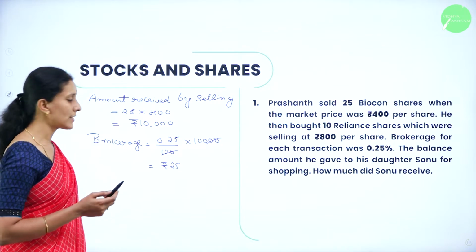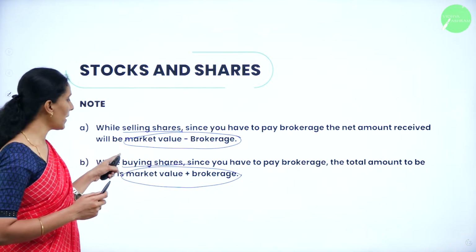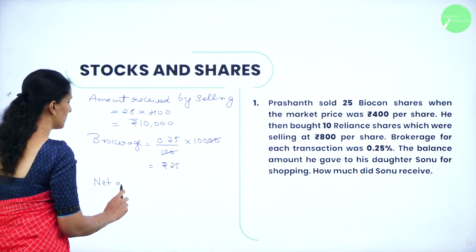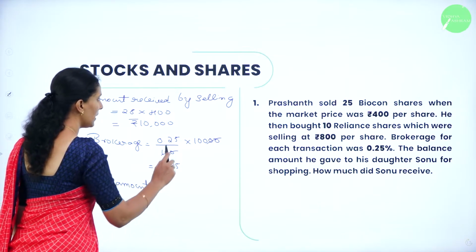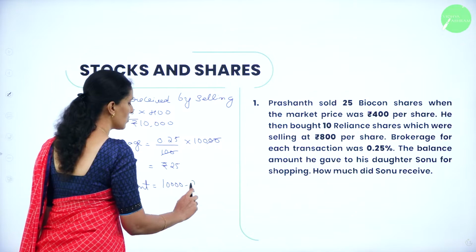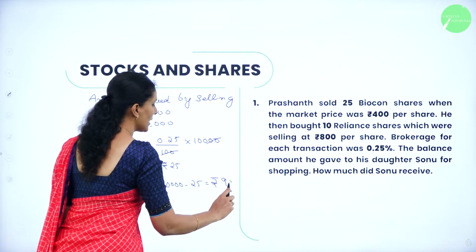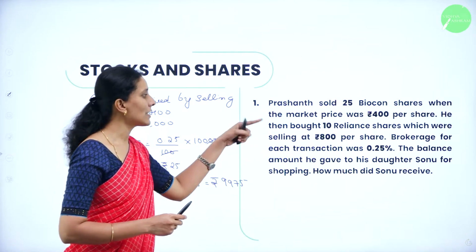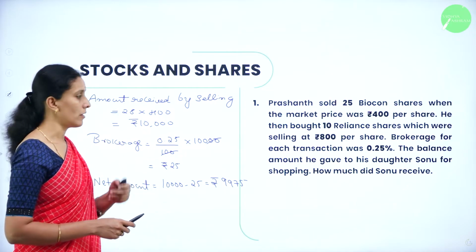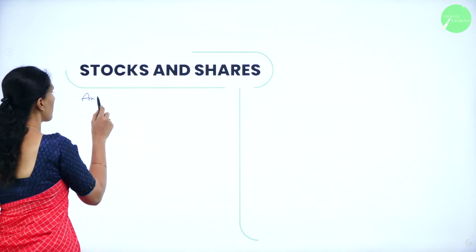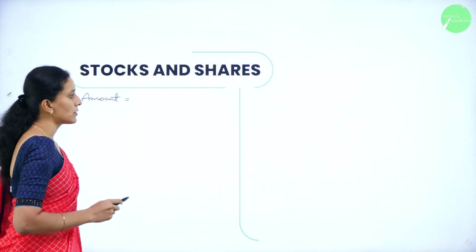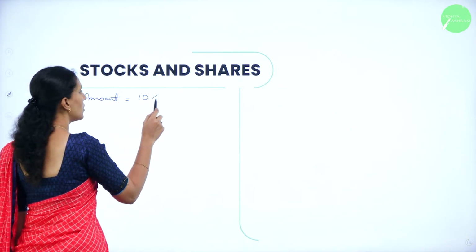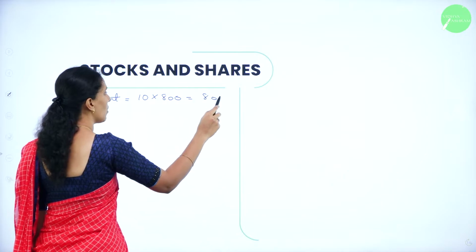Now when you sell shares, what do we have to do? The net amount will be equal to market value minus brokerage. So the net amount here will be equal to 10,000 minus 25, that is equal to rupees 9975. So this is the amount he has received by selling. Next, he has bought. So the amount given: he has bought 10 Reliance shares at 800 per share. So it is 10 into 800, which is equal to 8,000.